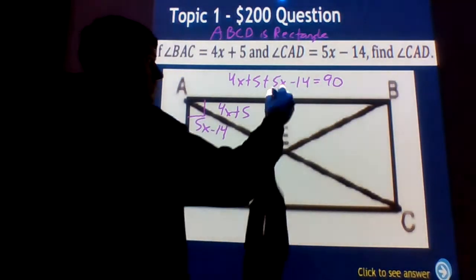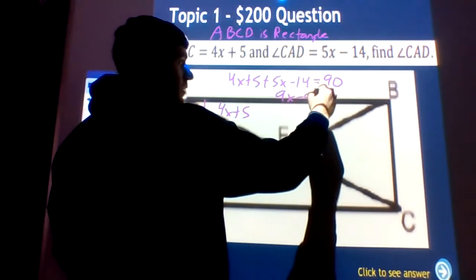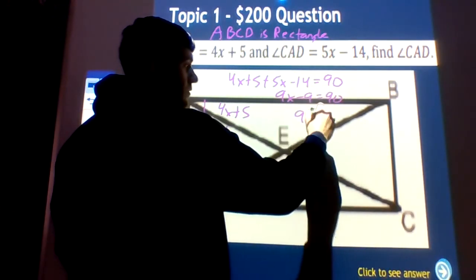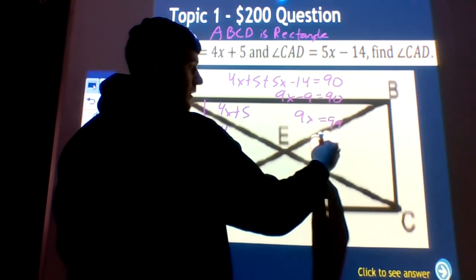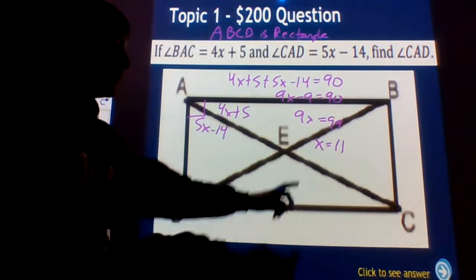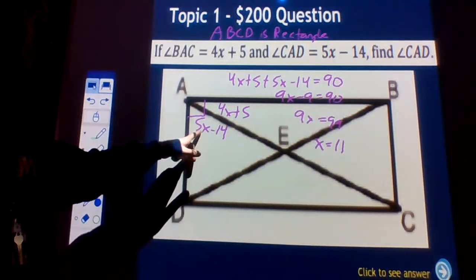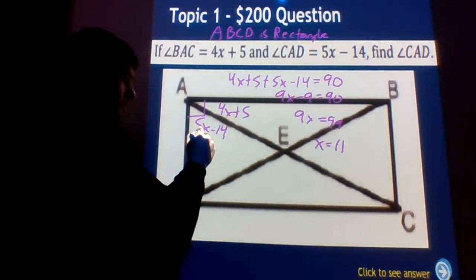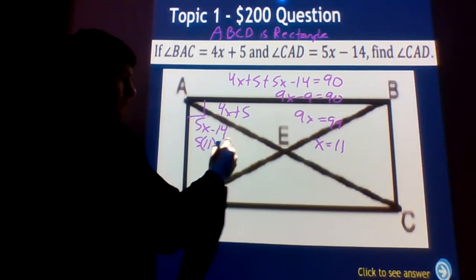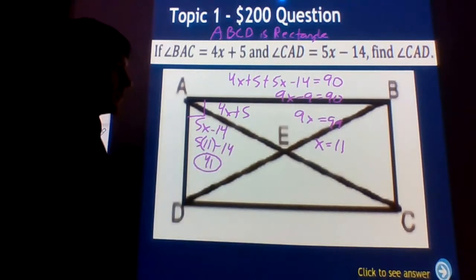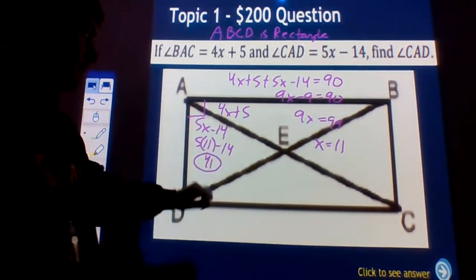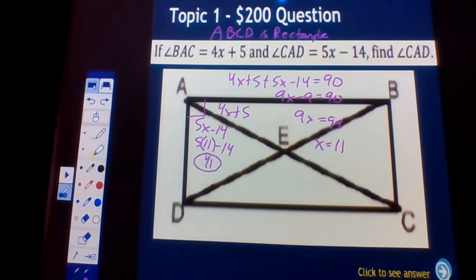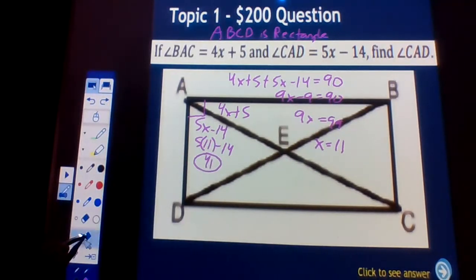If you want to solve by hand, you have 9x minus 9 is 90, so 9x is 99, so x is 11. We want to find the measure of CAD, so that's 11 times 5 minus 14, which is going to be 41. And then this one would have been 49. Okay, so that should have said rectangle.